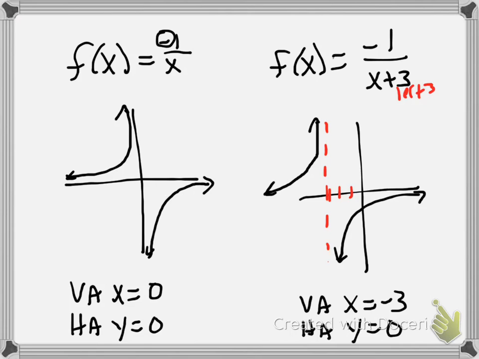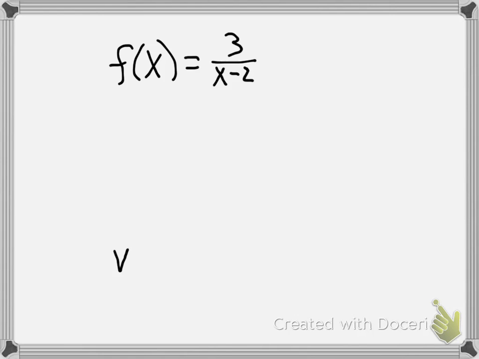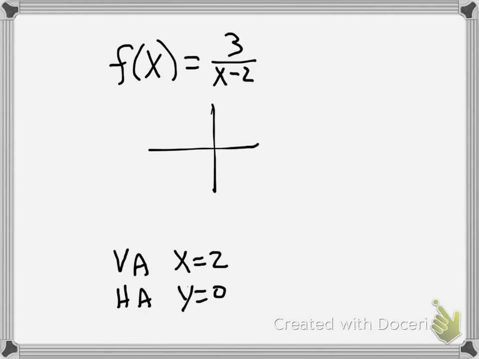Okay, so now let's look at some that have a number other than 1 or negative 1 in the corner. So let's say I had something like y equals, I don't know, 3 over x minus 2. Well, in this one, I can tell my vertical asymptote is going to be at x equals 2. I'll need this equals right here. And my horizontal asymptote, I'm not going up or down at all, so this is going to be at y equals 0. So, we know that I'm going to have to go to the right 2.